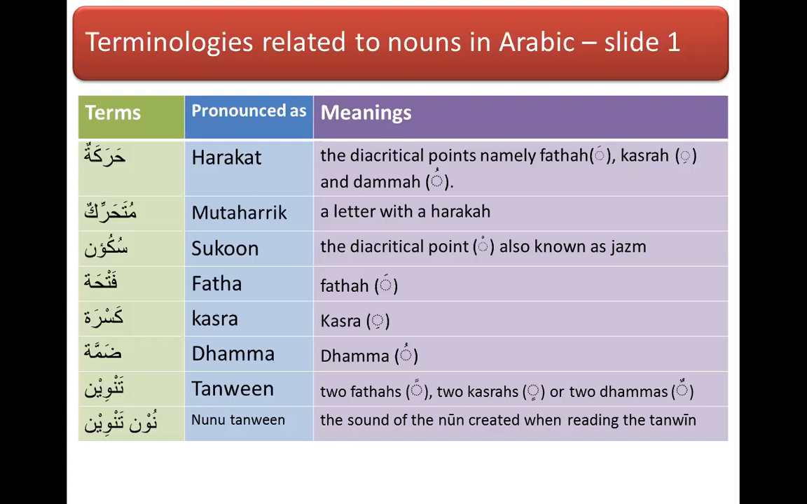Nunu tanween. The ending sound of two fathas or two kasras or two dhammas is called as nunu tanween. Whenever tanween is pronounced, it gives the sound of noon, and that sound is called as nunu tanween.